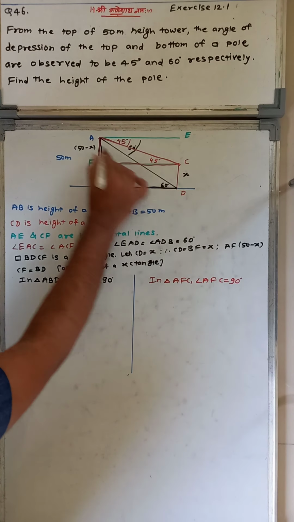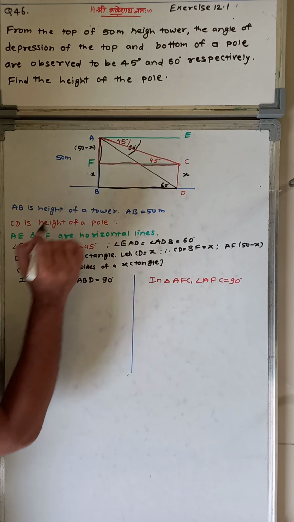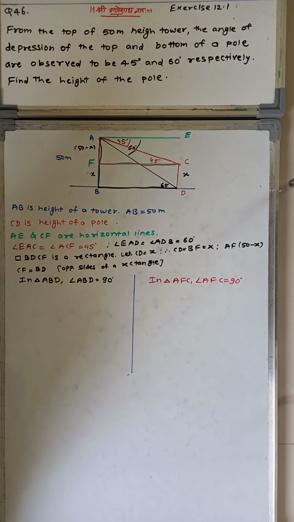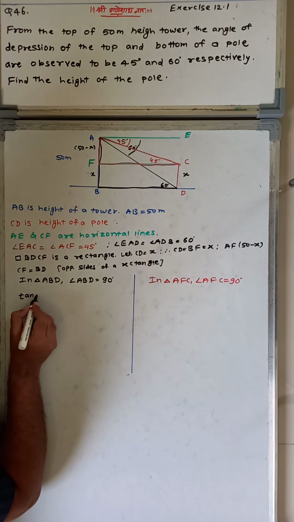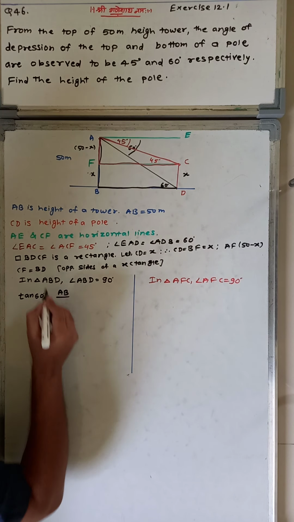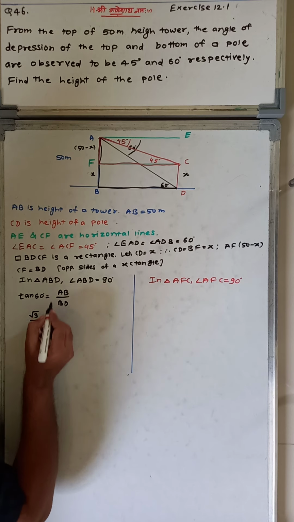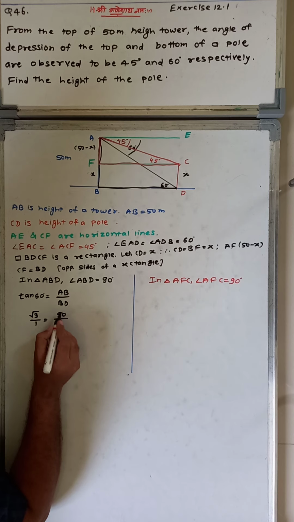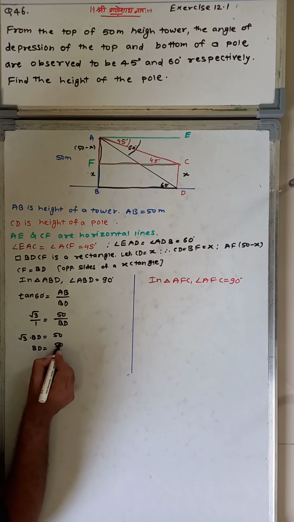In the triangle ABD, we know angle D which is 60 degree. We also know opposite side of 60 degree. We have to find adjacent side. Then ratio related to the opposite and adjacent is tan. Then using tan 60 degree that is equals to opposite side AB upon adjacent side BD. Then tan 60 is root 3 upon 1 that is equals to AB 50 upon BD. Then do the cross multiplication, root 3 into BD that is equals to 50. So BD is equals to 50 by root 3.